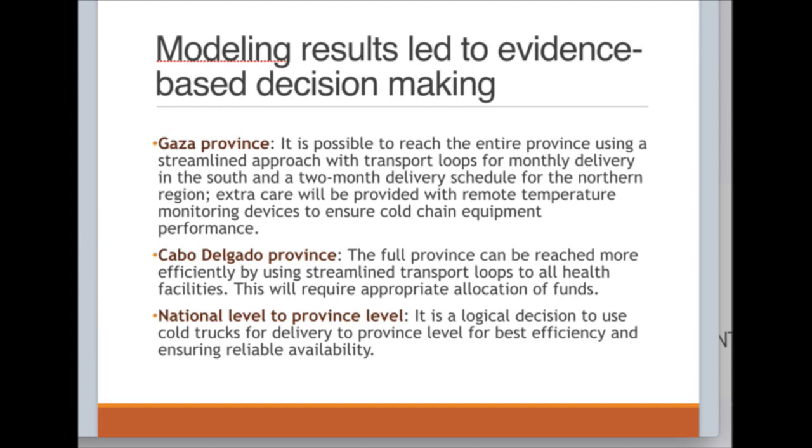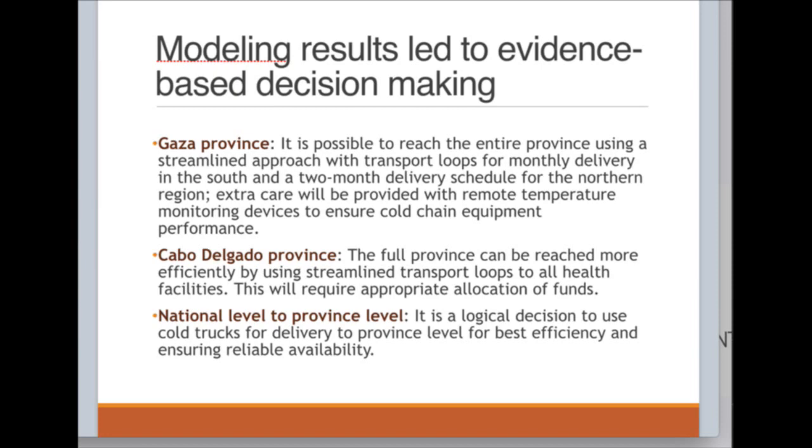And this is an informed decision. The normal practice of delivery once a month was found not to be efficient in terms of cost and availability. Delivering at 2-month intervals in the north, where it is very difficult to reach and very costly, was better. And at national level, again, as I said, the cold trucks were chosen.